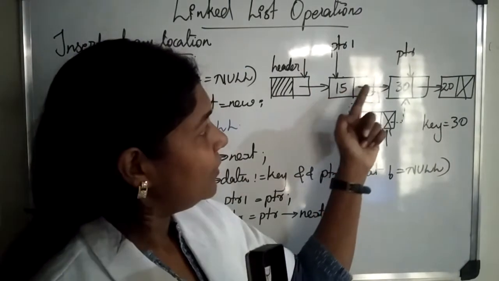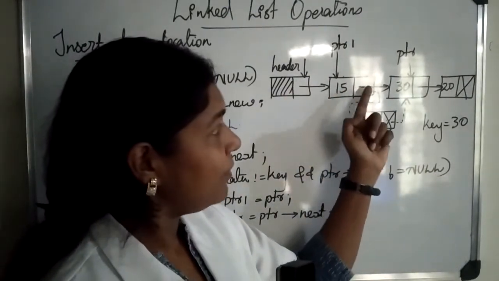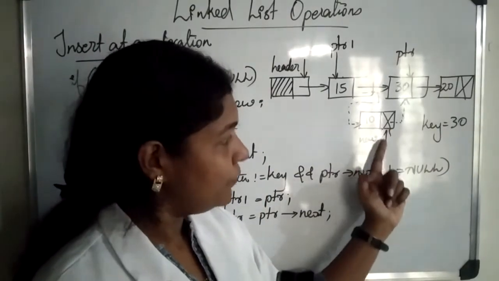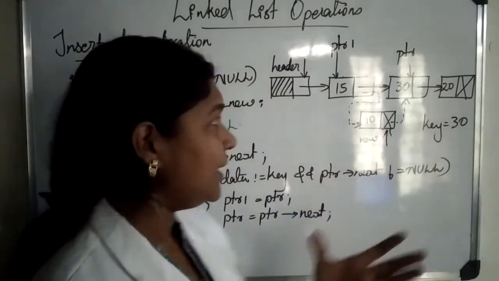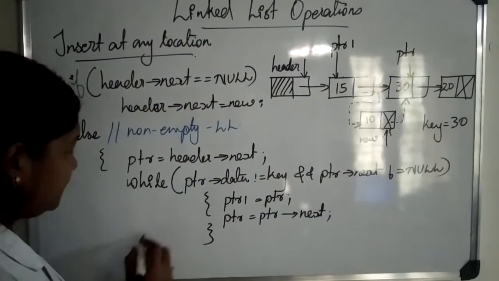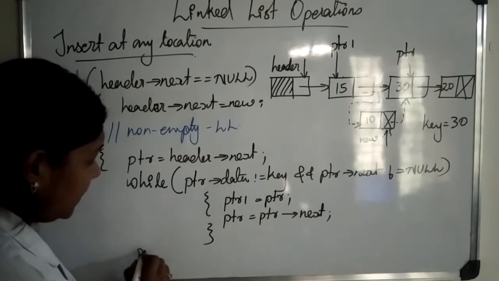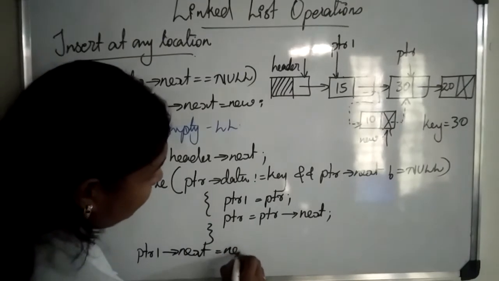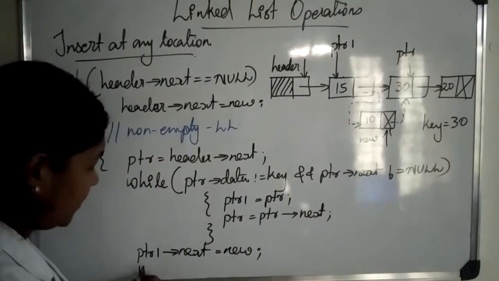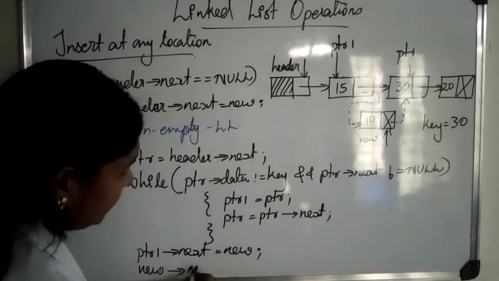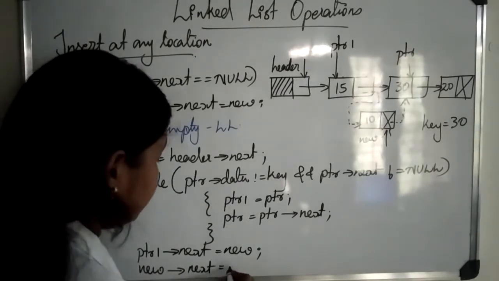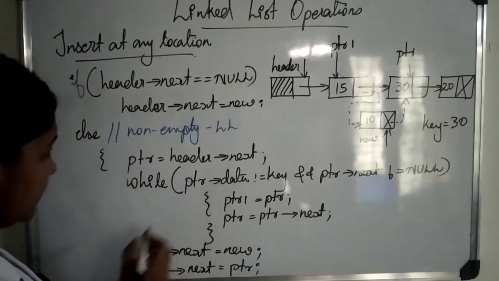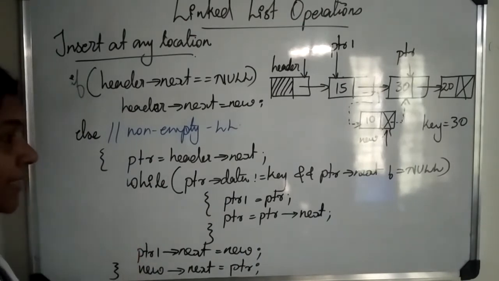Here, PTR1.next, what we need to do? We need to make the next pointer of this node point to the new node. Then the next pointer of the new node to point to PTR. So how can it be implemented? I'm writing here after coming out of the loop. PTR1.next is equal to new. Then new.next is equal to PTR. So that is the case we can perform.